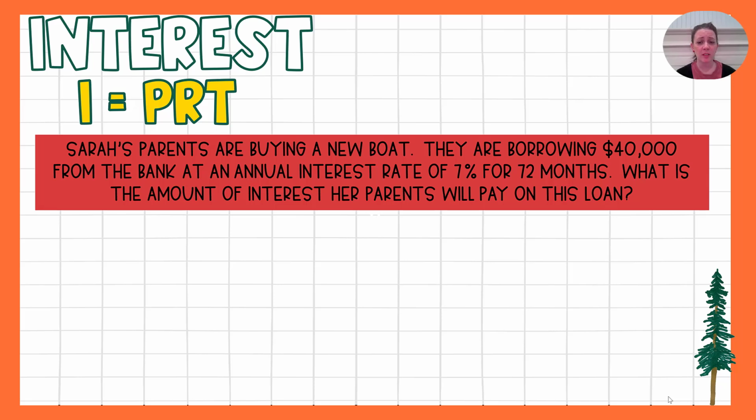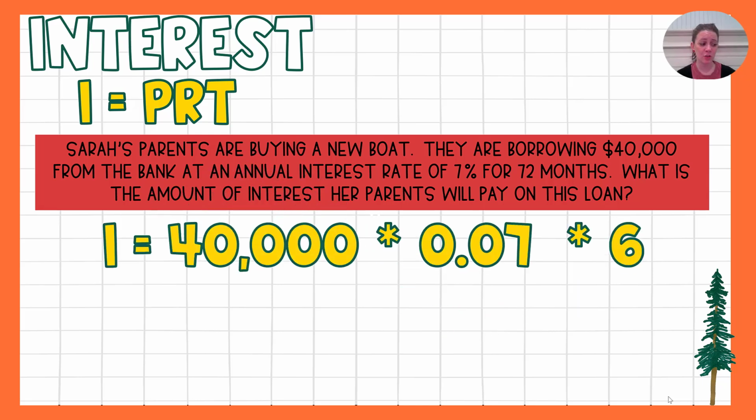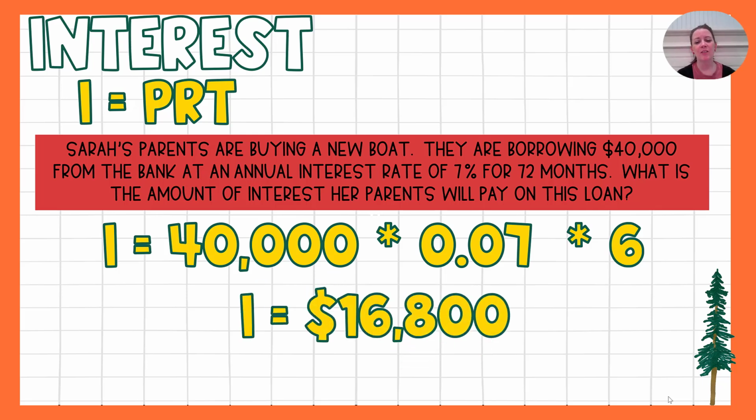And then the rate, what is my percentage? Yes, it's 7%, and 7% as a decimal is 0.07. For 72 months, what is our time? It's not 72 because remember we said we always have to do it in years. There are 12 months in a year. 72 divided by 12 is 6 years. So the interest is 40,000 times 0.07 times 6. So our interest, if we multiply that all, is $16,800. So they're going to borrow $40,000. They're going to have to pay back that $40,000 plus an additional $16,800 in interest.